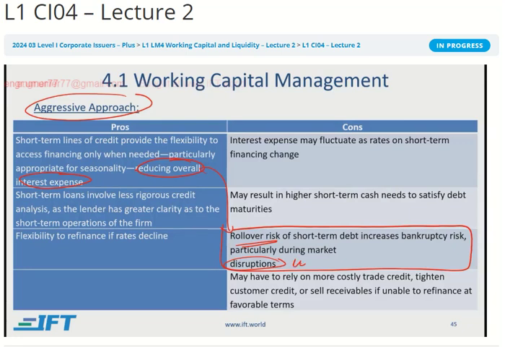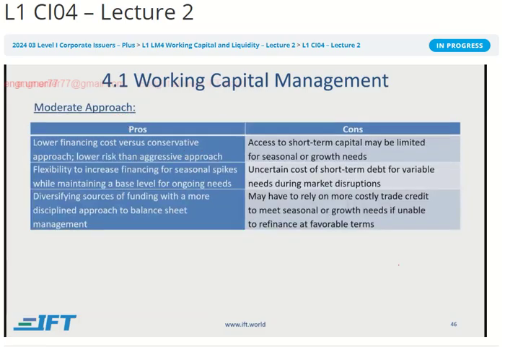And think of Lehman Brothers. So many examples are there that all the effort of so many years gone to waste in just one disruption. And then of course you have your moderate approach, which is best of both worlds.